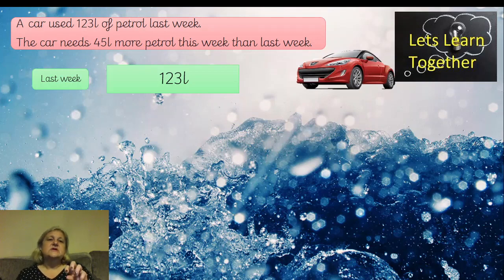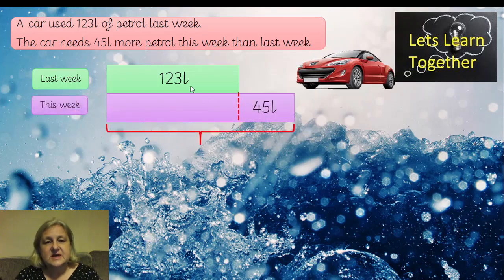And this week we know that the bar is going to need to be longer. So the bar needs to be longer this week because it needs more petrol. So there's some really good hinting words in there, which is the more word, and it's got that comparison word. So this week compared to last week, it needs 45 more. So if we put in this week and we make them the same and we add on that 45 at the end, this whole amount is what we're looking for.